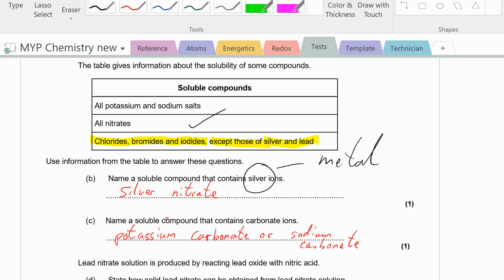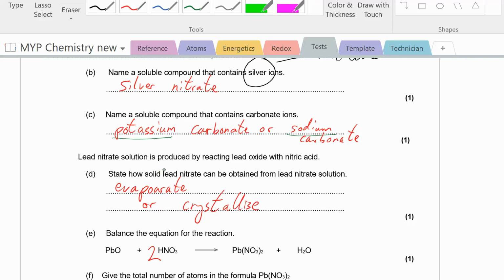So the other half of that compound is going to be a metal, and given that it tells you that all potassium and sodium salts are soluble, you just needed to use potassium or sodium for 1 mark.